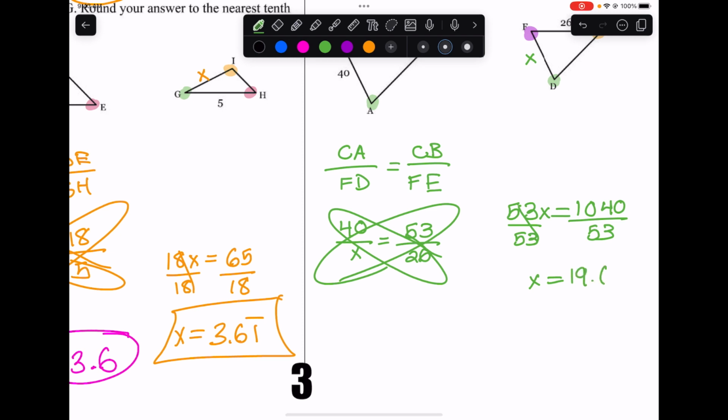We're going to get a long decimal, but I'm going to round to the nearest tenth. So I'm looking at 6 and I looked next door. So my final answer will be 19.6.